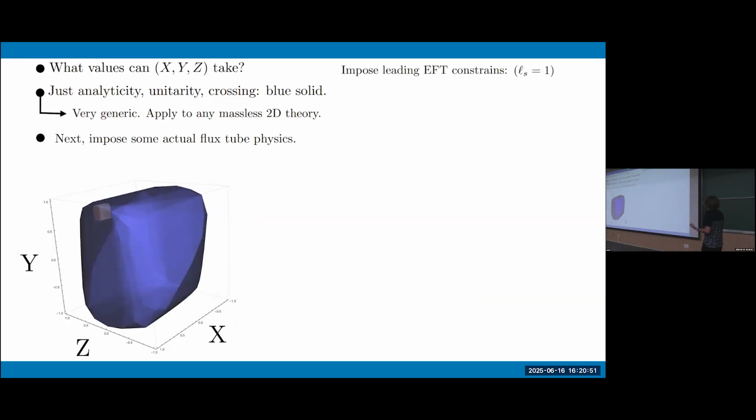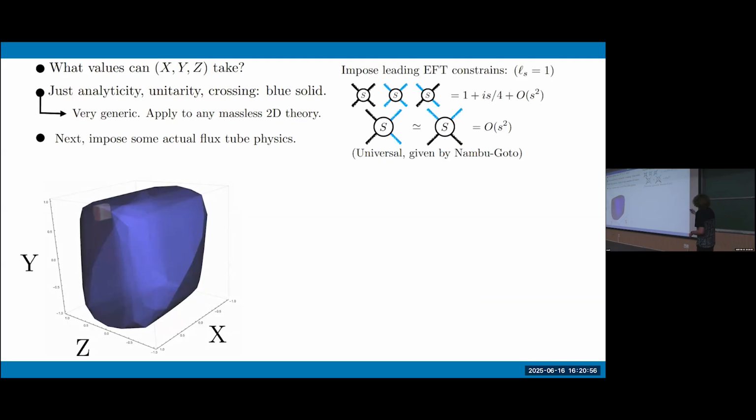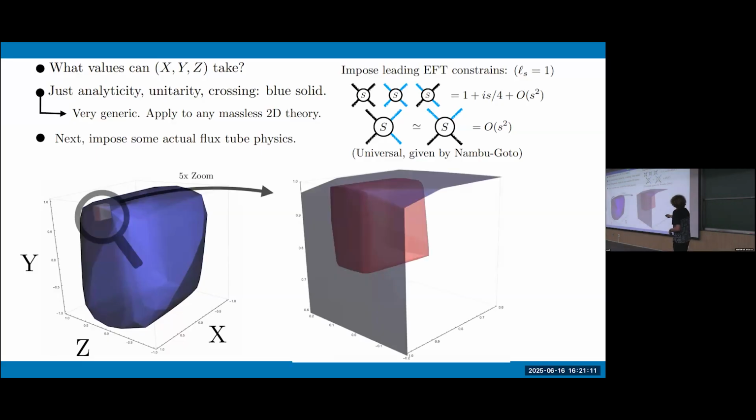So for example, we can impose the leading EFT constraints, namely that the amplitudes should be given by the Nambu-Goto action up to order S squared in energy. They are universal. Any quantum field theory with this EFT should behave in this way. And if we impose this constraint, which again you can imagine is done exactly, you find that these effective couplings must now live in this red solid, which is 100 times smaller in volume or 5 times smaller in linear dimension than the blue surface.